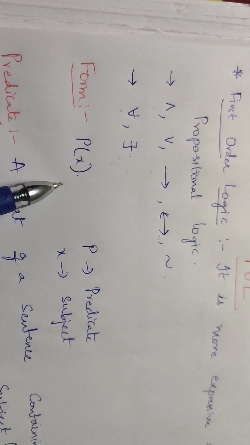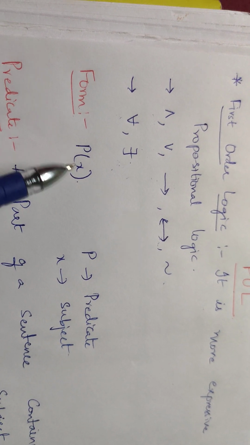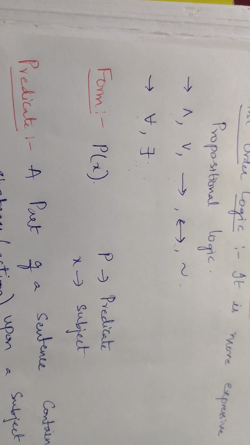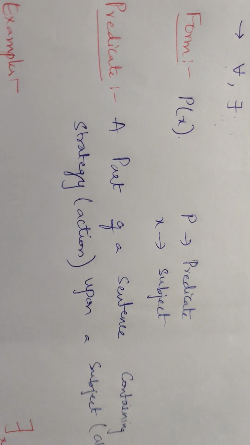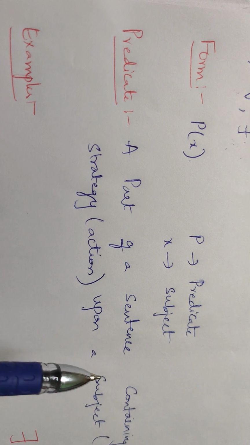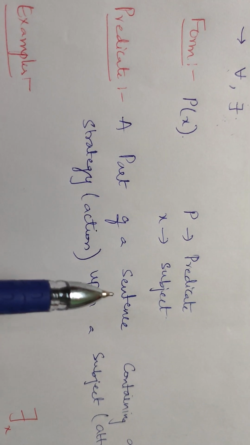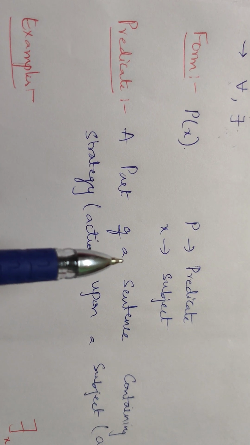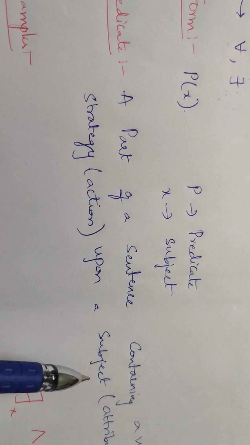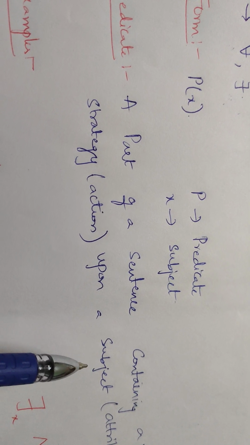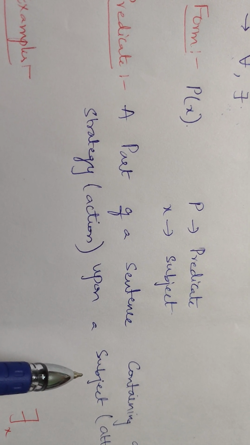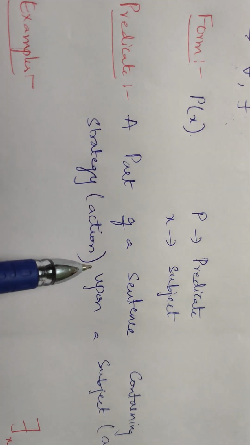So FOL will be denoted in the form of P of X, where P represents the predicate and X represents the subject. So what is a predicate? Predicate is as simple as the English term, where we apply it upon a subject and the verb. It is a part of a sentence containing some verb or action word upon a subject. For example, Sita is eating. So what is the predicate over there? Eating, and it is applied upon Sita.